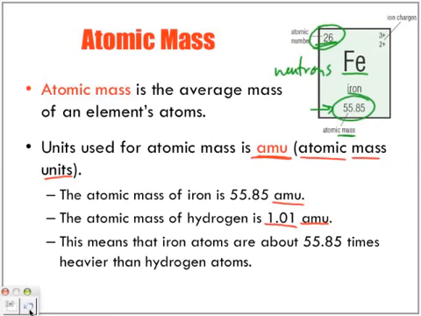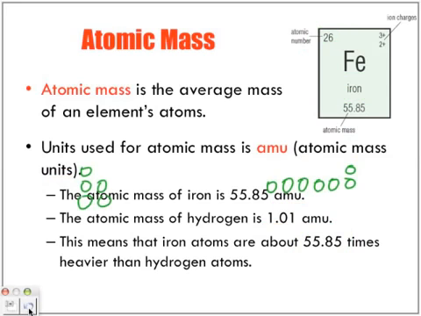What does that mean? It means that iron is 55.85 times heavier than hydrogen atoms. So whatever that atomic mass is, it means it's that many times heavier than hydrogen. We're always referring to hydrogen because hydrogen is the first element, the first atom on the periodic table.